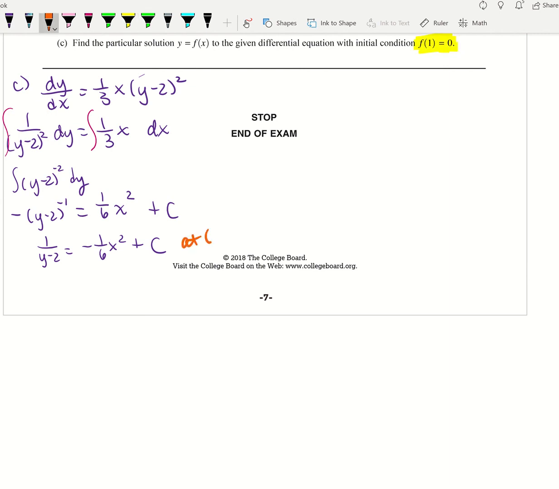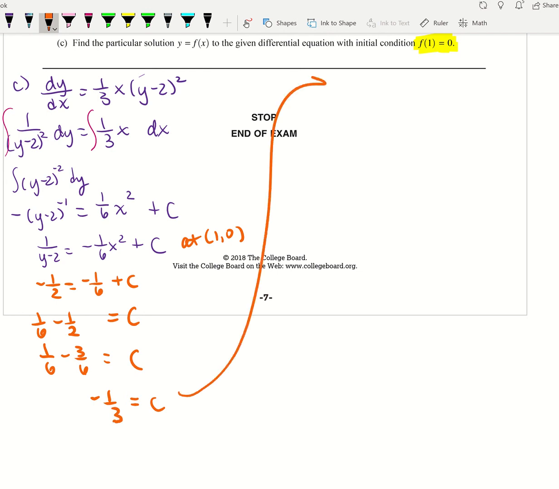So I'm going to do this at the point 1, 0. The output for y is 0, so this is negative 1/2 is equal to x is 0, so that's c. Oh no, x is not 0, x is 1. Let's try that again. Negative 1/6 times 1, there we go. So c is equal to positive 1/6 minus 1/2, or positive 1/6 minus 3/6. So c is equal to negative 2/6, which reduces to negative 1/3. Let's do it the right way, hopefully.